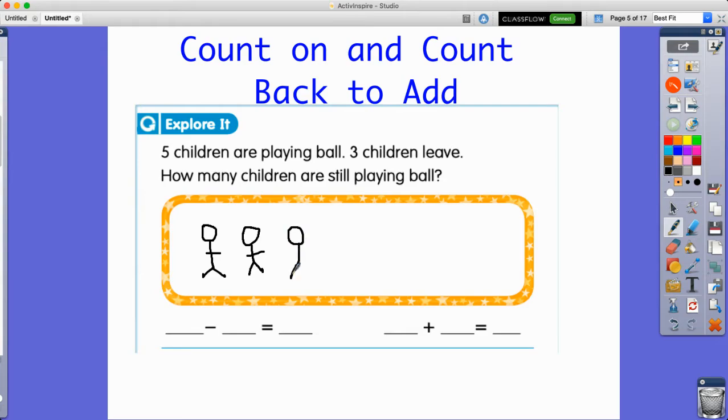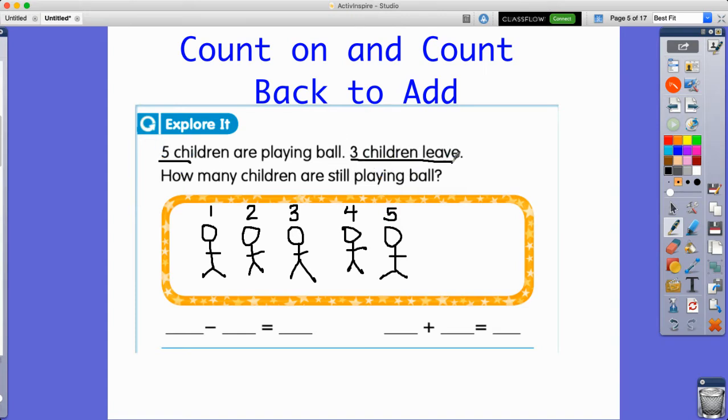They're not amazing. I'm not an artist. So here are my 5 children. I'm going to count to make sure. 1, 2, 3, 4, 5. So I'm actually going to go ahead and put their numbers up here. 1, 2, 3, 4, 5. I think this might help me. So I have my 5 children.